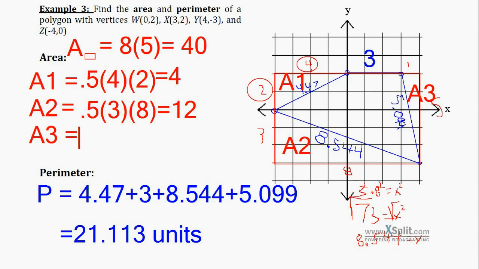Last one is a 1 by a 5, so 0.5 times 1 times a 5. Half of 5 is a 2.5.